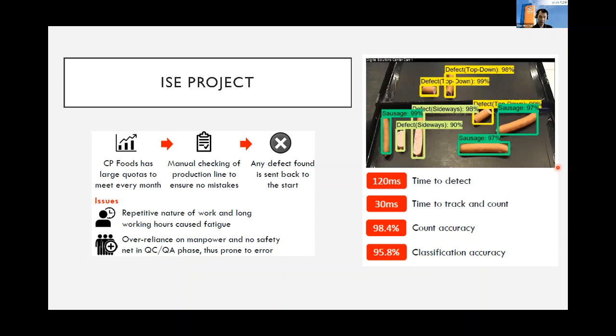So this is a problem we refer to as image classification, where if we show a computer an image, we want it to classify it as: is it a good sausage or is it a defective sausage?